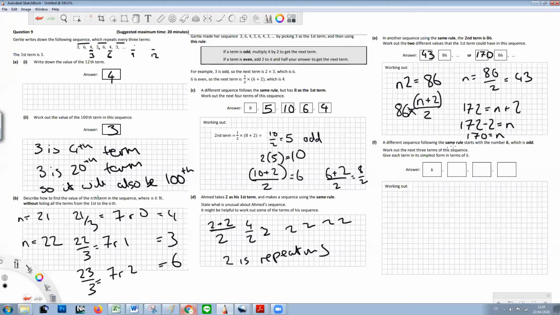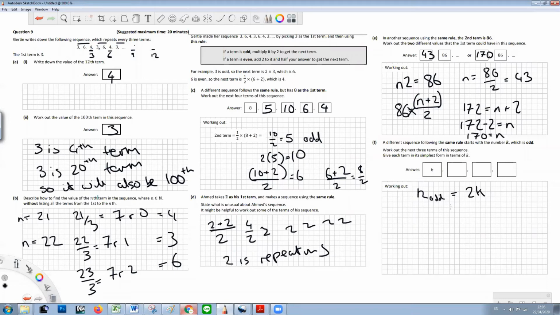So a different sequence following the same rule. We're still using the rule up here. It starts with the number k, which is an odd number. So if it was an odd number, we multiply it by 2 to get the next term. So our next term is going to be 2k, because we know this is odd.